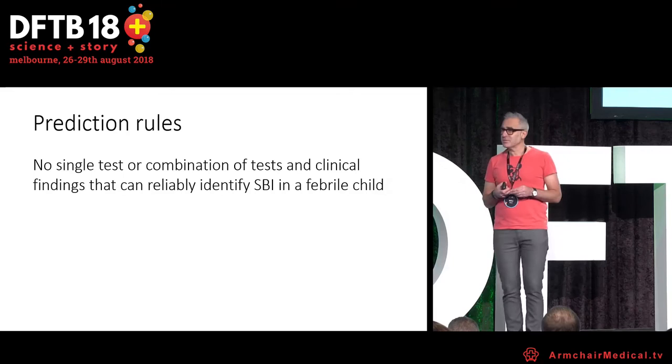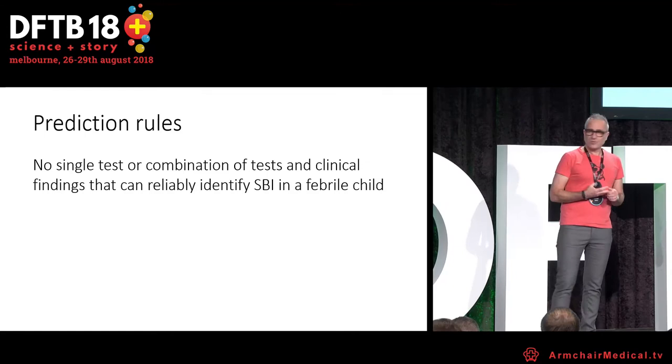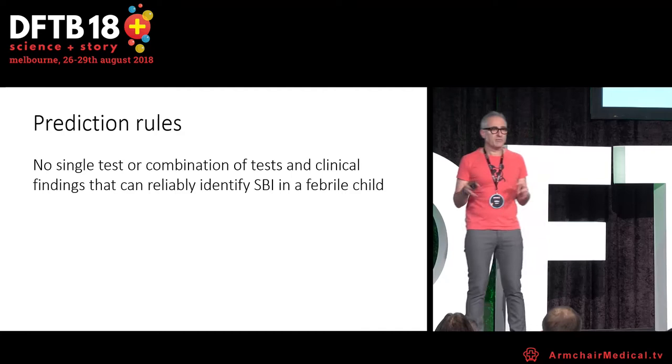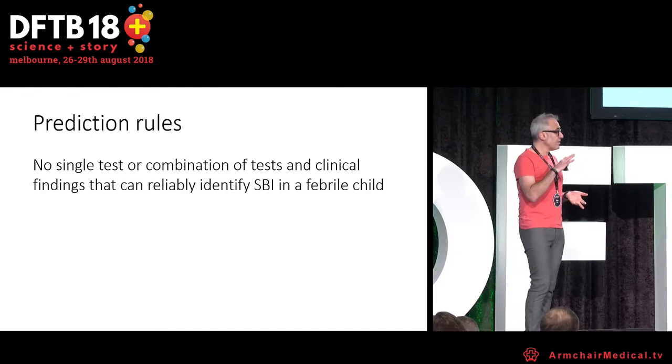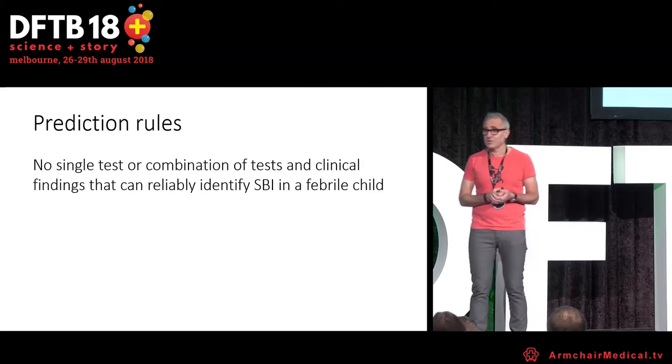What about prediction rules? Well, there are many of these, the Boston, the Rochester, the Yale rules. The trouble is that many centres have worked on these rules for their own centre. They've used different ranges of clinical features, different investigation results, either a CRP, procalcitonin, white cell count, various combinations, various levels of white cell count, and so on. There is no single prediction rule, although that would be the holy grail. There is none that can reliably pick a child with a serious bacterial infection.